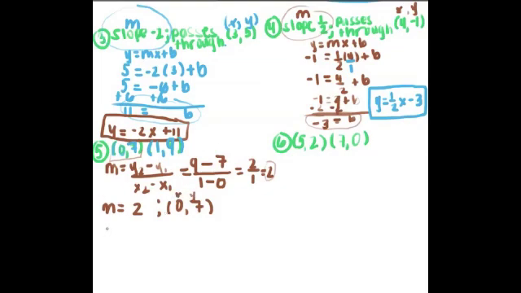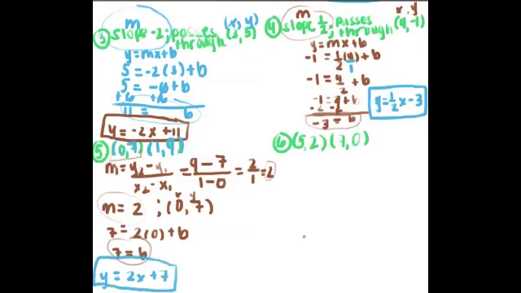So I plug this in because I need to find b. 7 equals 2 times 0 plus b. Okay, and so here we go. We have 7. 2 times 0 is 0. So 7 equals b. Now I know what my m is. Now I know what my b is. And now I can finish out the problem. y equals 2x plus 7. Final answer.